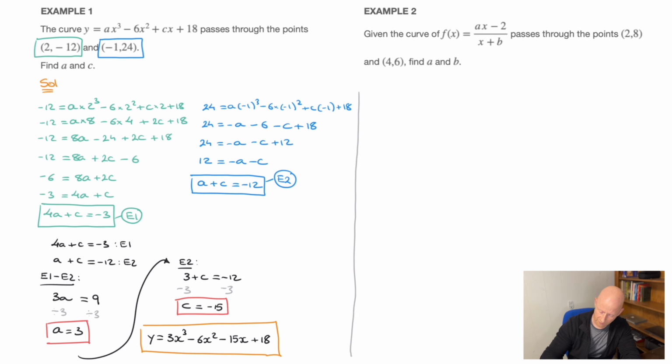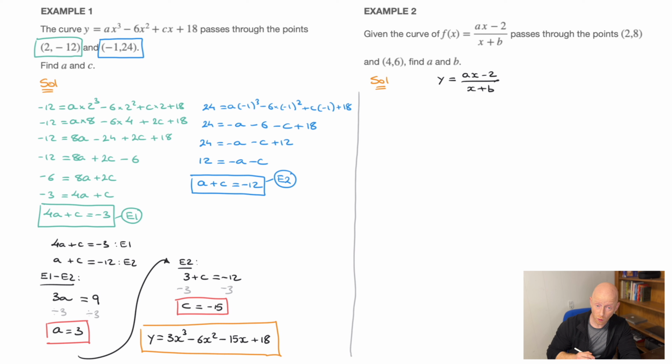Okay, well again, I'll start by writing SOL here for solution. And anytime I'm given a function like f of x equals (ax - 2)/(x + b), what I like to start by doing is rewriting that as y equals (ax - 2)/(x + b), just to remind myself that the y is on the left-hand side here. So that's y equals (ax - 2)/(x + b).